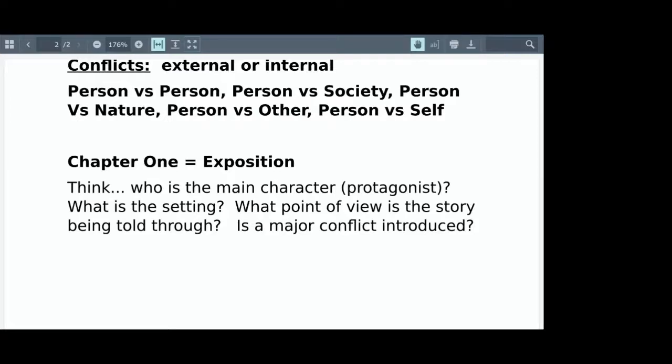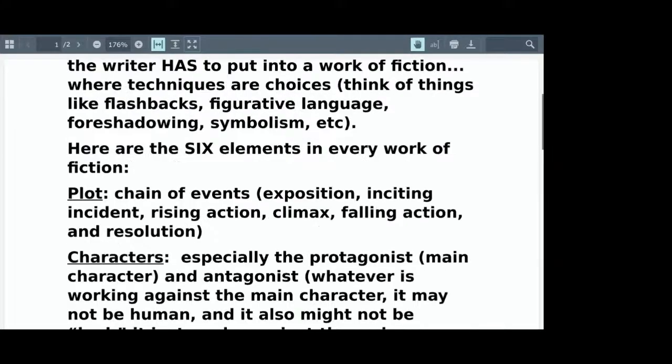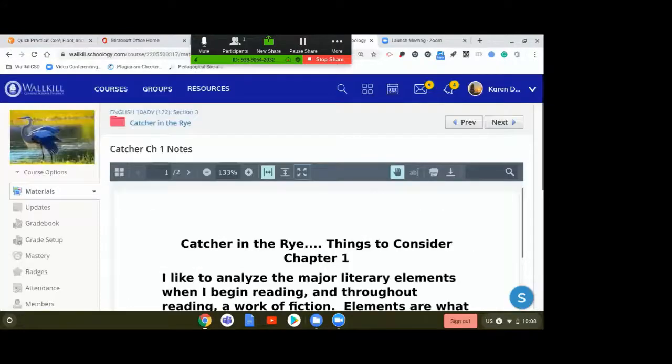So with that, these are all the things we're going to start thinking about as we read Catcher in the Rye. They're really just general points to consider when you're analyzing literature. So these are the ways, this is the language that you need to use. We're going to start using these terms regularly when we talk about our books. All right, so that is that.